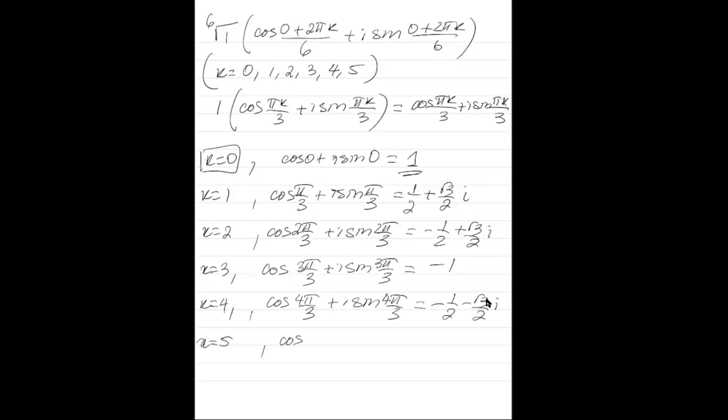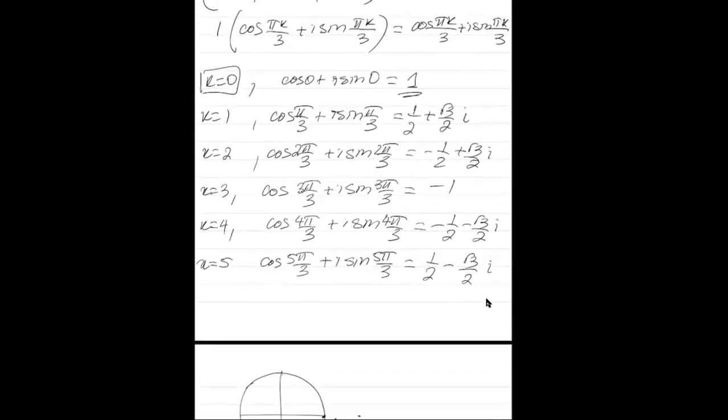And finally, k equals 5. You have cosine of 5 pi over 3 plus I sine 5 pi over 3 equals 1/2 minus root 3 over 2 I.